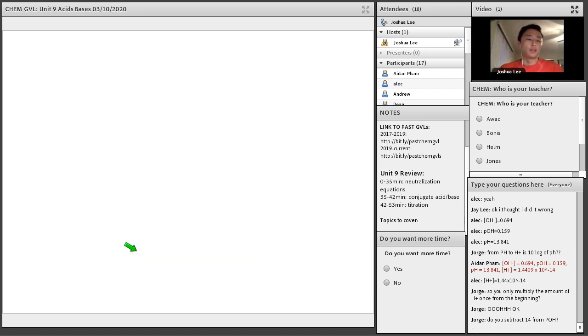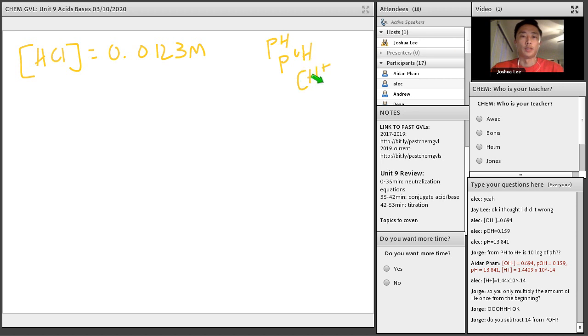So this time we'll start off with an acid. Find everything if you have a concentration of HCl to be 0.0123 molar. So find everything: pH, pOH, H plus, and OH minus.